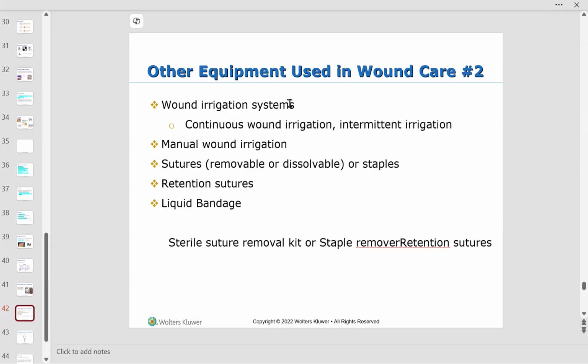Other equipment: wound irrigation systems, like a continuous wound irrigator, you're never going to see that. Manual wound irrigation, things that we do. We've talked about that. You can have sutures that are removable, so you have to go back and cut them out, or they dissolve on their own. You can have staples. You can have retention sutures or liquid bandage. That's that kind of crazy glue that holds an incision together. We'll go into retention sutures later on. I think it's too much for right now, but make sure you know the things that I've highlighted so far.